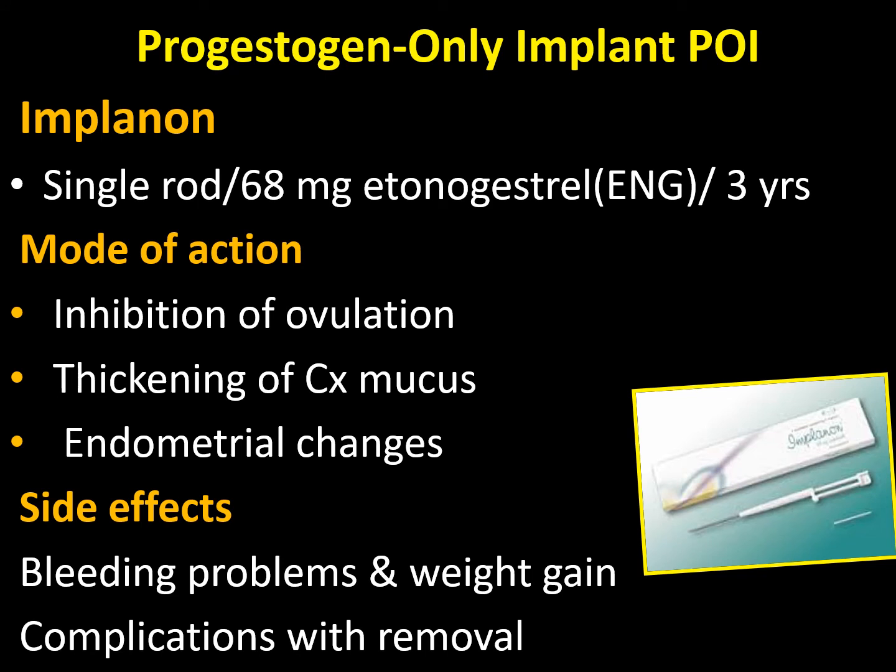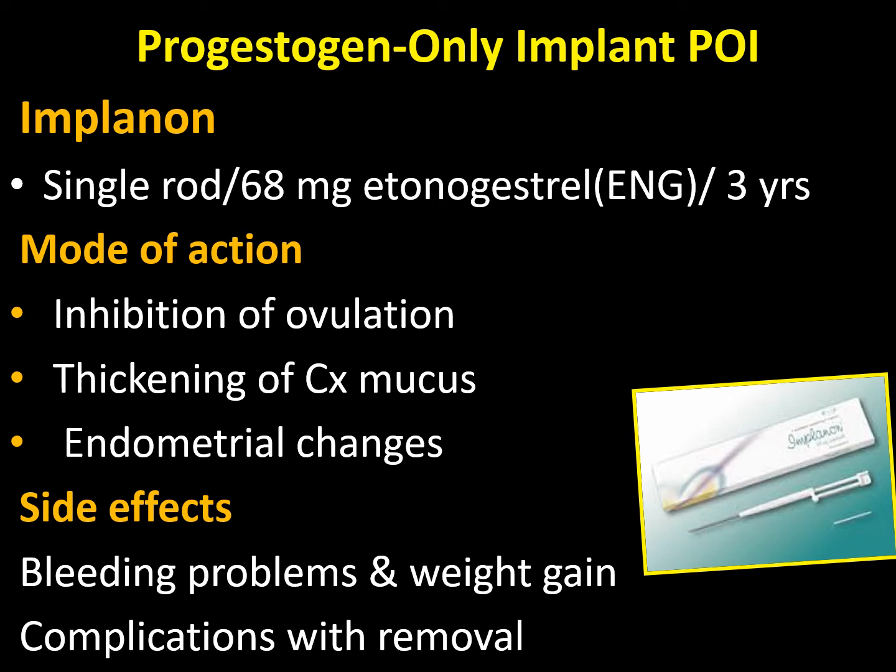Implanon, progestogen-only implant. This is a 4 centimeter flexible single rod containing 68 milligrams of etonogestrel, which is released slowly into the systemic circulation following subdermal implantation in the upper arm. We can keep it in for 3 years. It acts by inhibition of ovulation in addition to changes of the cervical mucus and endometrium.